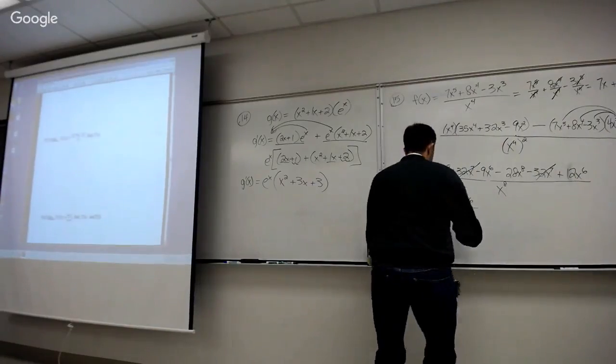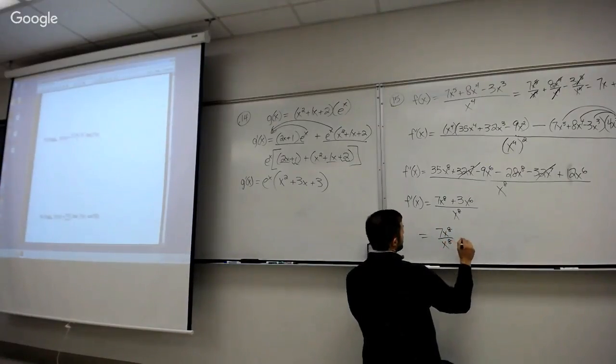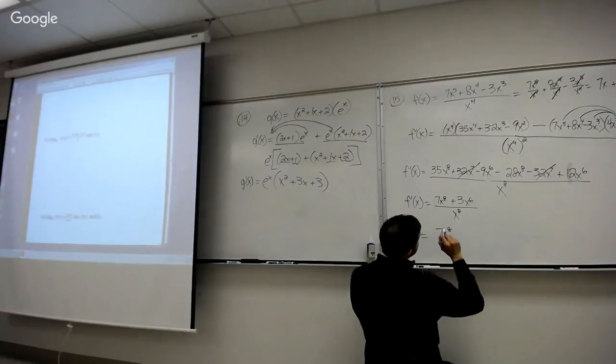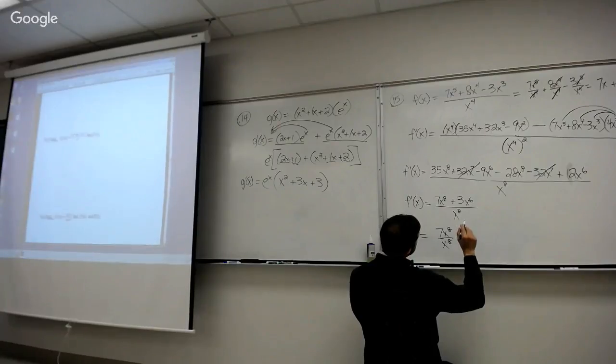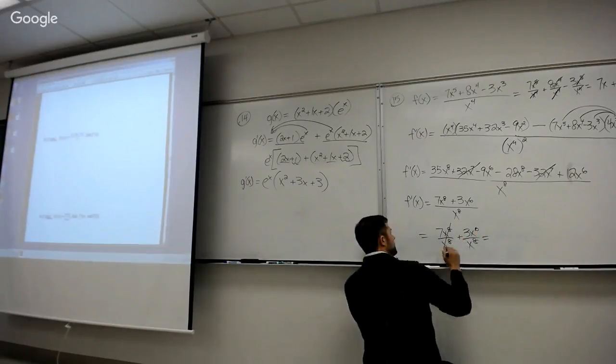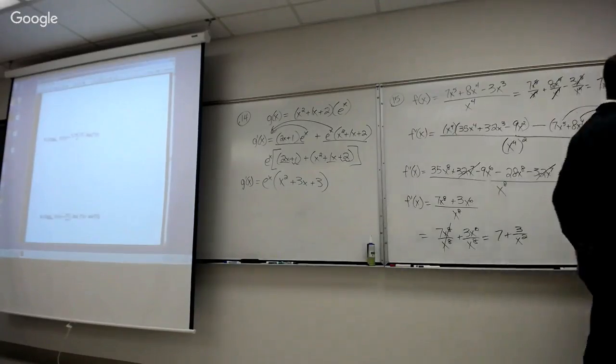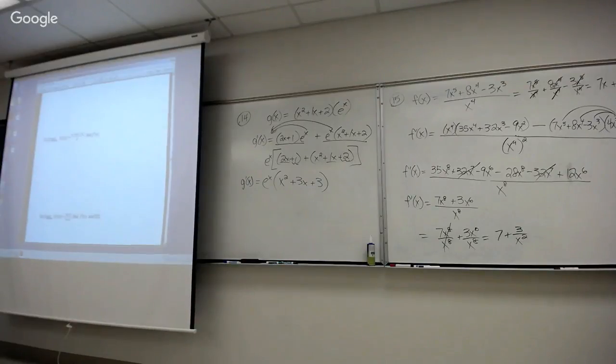What happens if I go ahead and create 2 different fractions? 7x to the 8th over x to the 8th. And then, oh no. Somehow I have a sign wrong. That would have been minus, minus, plus. Well, that's 3x to the 6th over x to the 8th, which would have both canceled out. We'd have had 7 plus 3 over x squared. Oh, that was a minus. That's a minus. Therefore, that's a plus. There. So did we get the same answer? Yeah. We sure did. Okay.